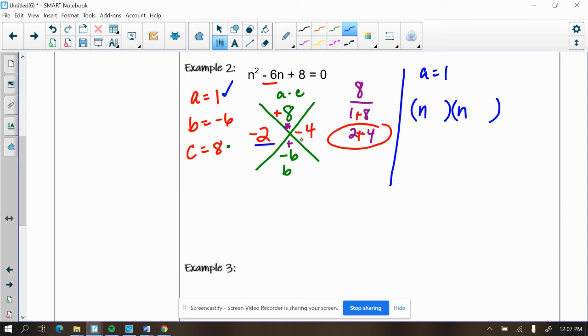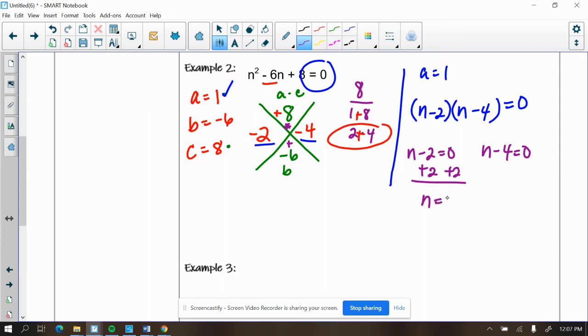Okay, so we take our factors and write them in there. N-2, N-4. Since it is set equal to 0, we do need to set this equal to 0. And then we split them. N minus 2 equals 0. N minus 4 equals 0. So just like we were doing last week, add 2. So n equals 2. Add 4 for the second one. N equals 4. So there are our two answers for those.